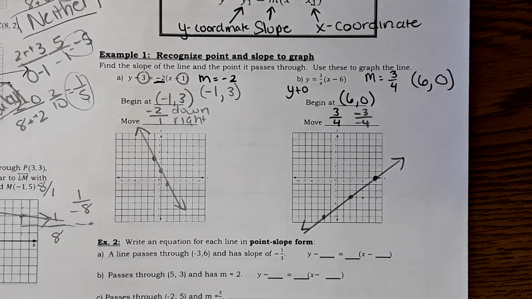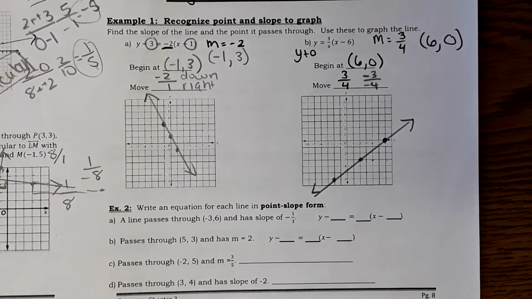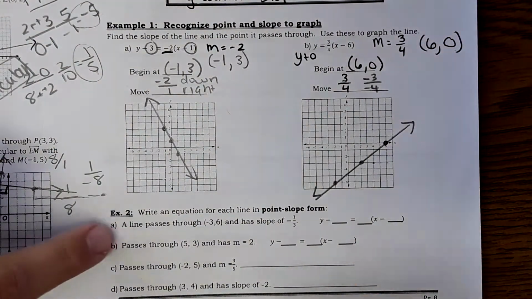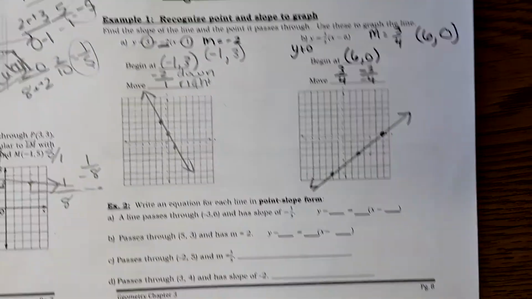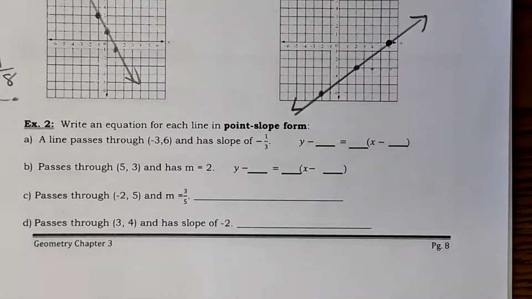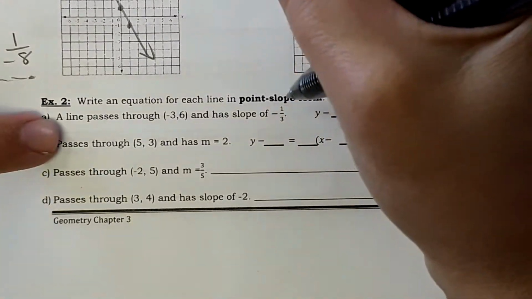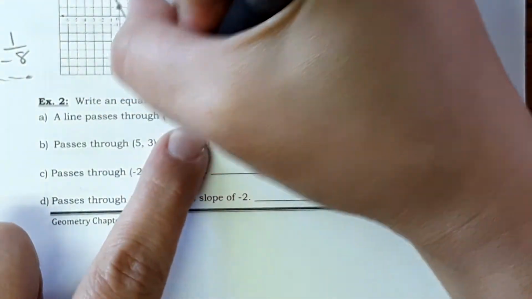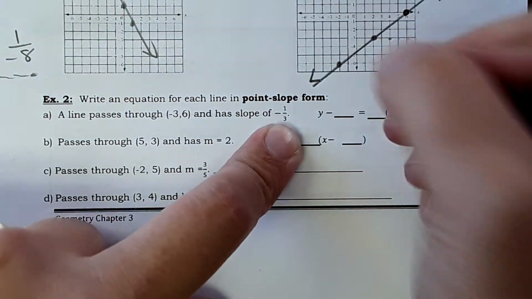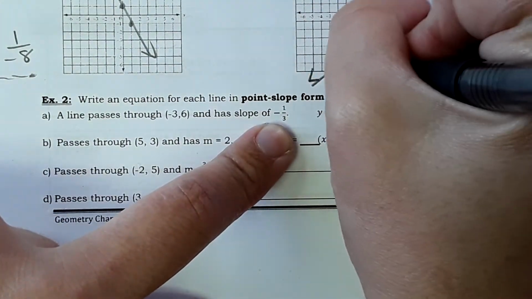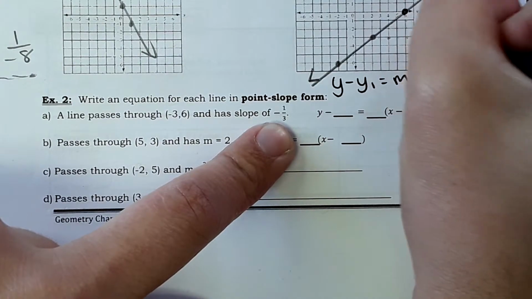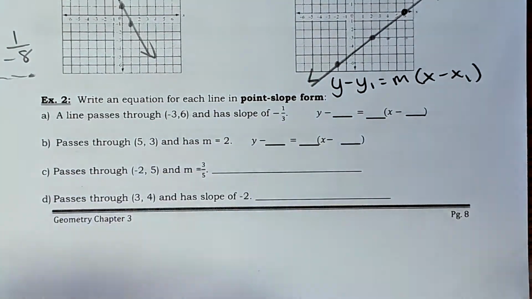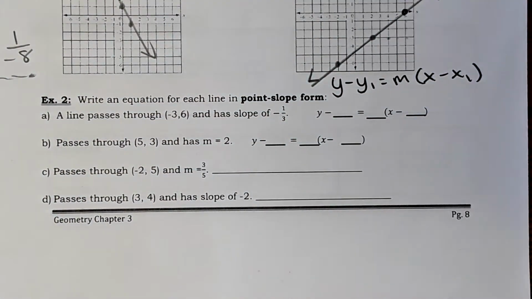Okay, now we're going to look at just the equation. So they're giving us some numbers and we just have to plug it into the equation. I'm going to zoom in. Write an equation for each line in point slope form. A line that passes through these coordinates and it has a slope of -1/3. Again, the equation is y minus y1 equals m times x minus x1. And there's just blanks and we're just plugging in numbers.